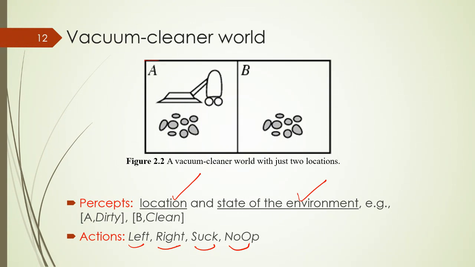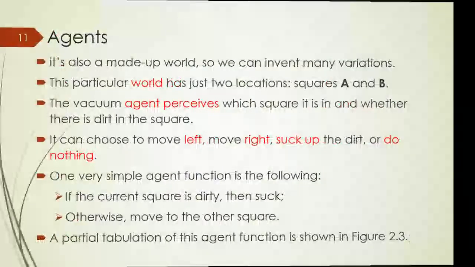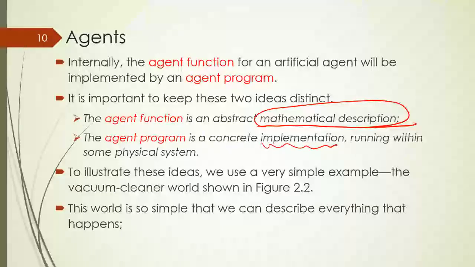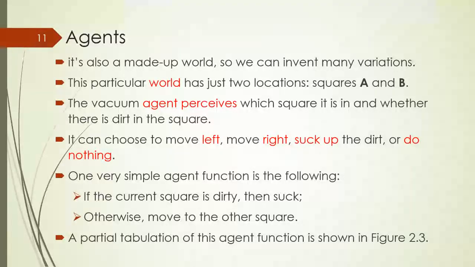My agent can understand which square it is in right now, and what the situation of that square is. It has sensors that can detect whether it's dirty or clean, and it can also move left and right. So let's consider this simple agent. It's also a made-up one, so we can invent many variations.